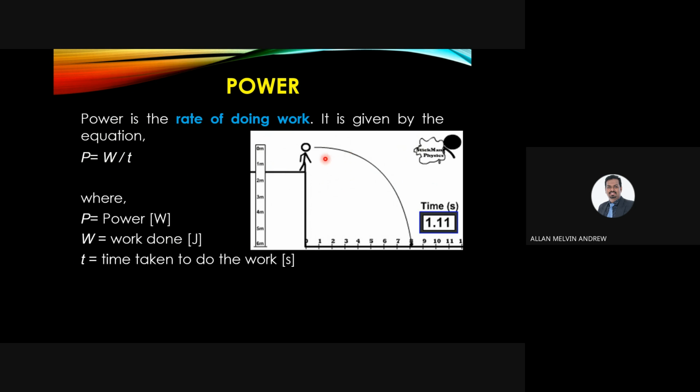Okay, you can see here that work is done. The person is throwing, force is used, and it covers a distance, and for it to reach here, it takes a time. Okay, so as an example.